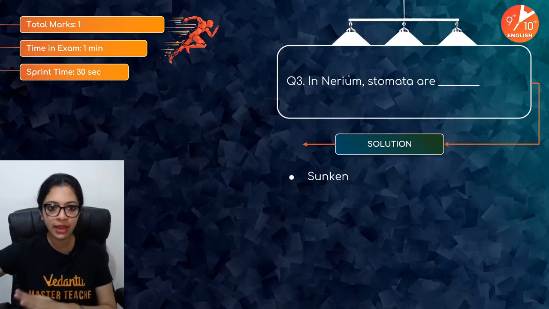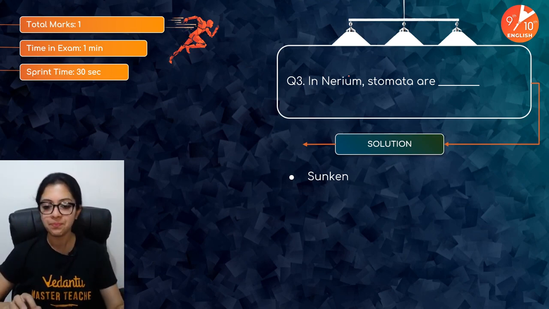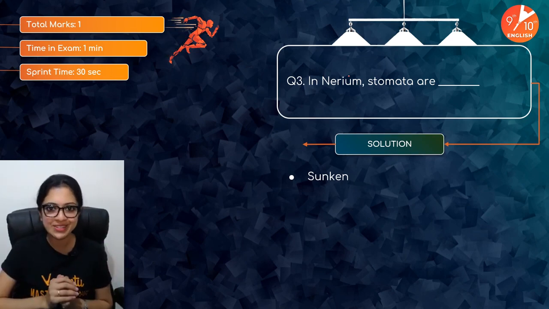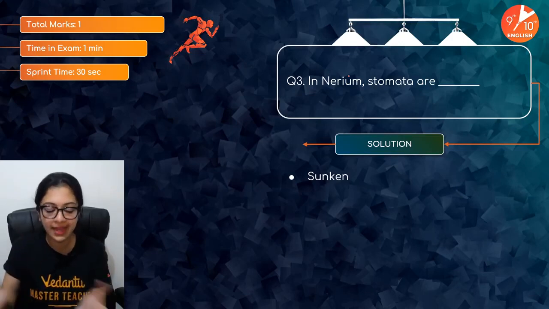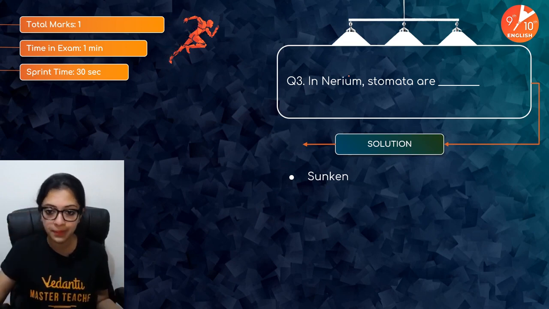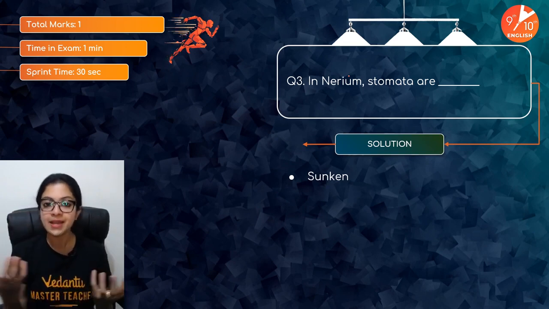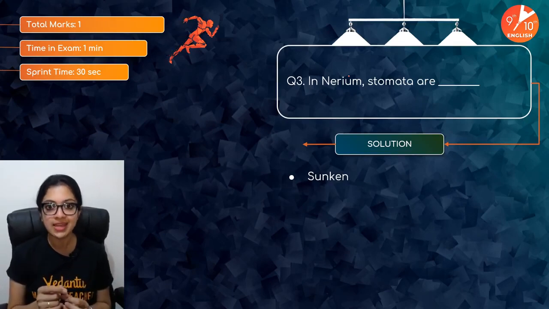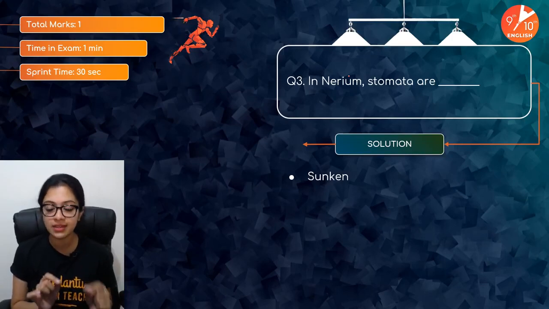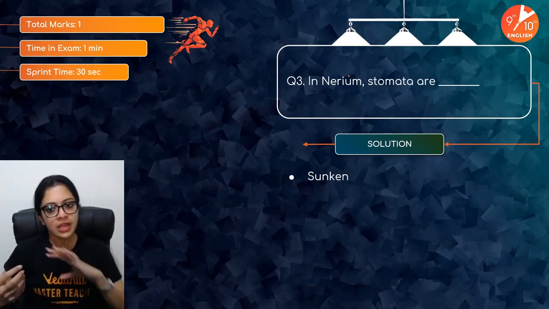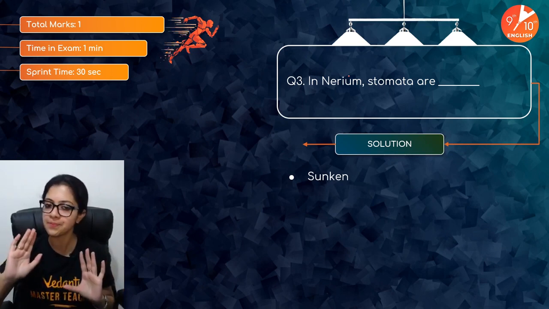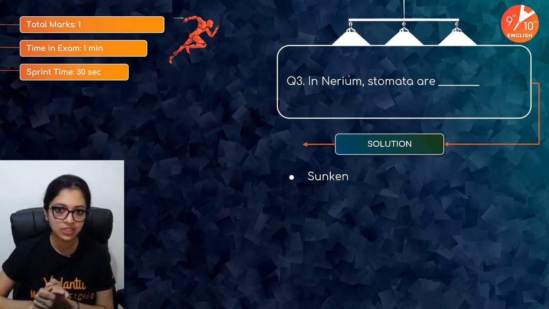All good, children, until now? Thirty seconds is much more than what you would need as long as you are familiar with these concepts. So if nerium or pancha or cactus is mentioned, don't think it's going to be something very complex. The only thing you need to remember is that we are talking about dry, desert-like conditions wherein stomata would be sunken or cuticles would be really thick. This is just a different way of twisting the concept a little. You just need to know the adaptations in such plants.